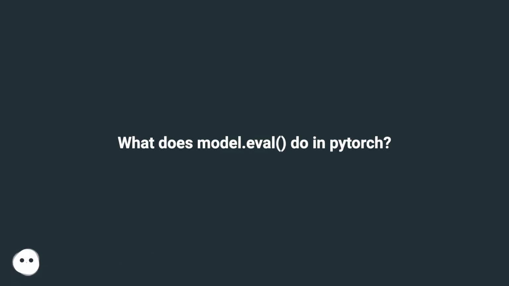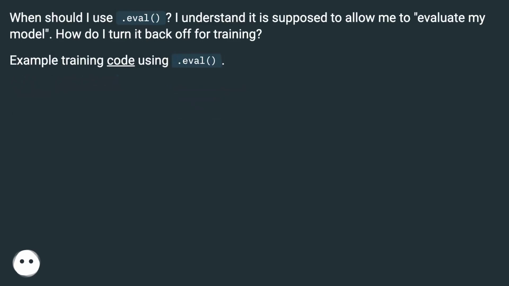What does model.eval do in PyTorch? When should I use .eval? I understand it is supposed to allow me to evaluate my model. How do I turn it back off for training? Example training code using .eval.